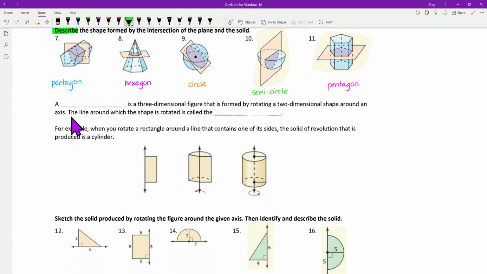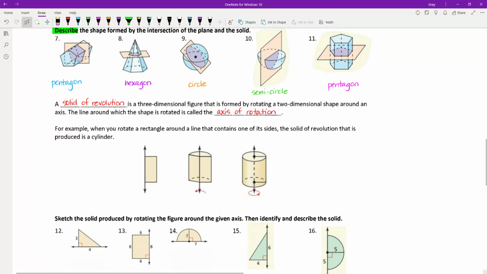All right, so the other thing you got to be able to do is kind of go the other way. We were taking 3-dimensional and going into 2-dimensional. Now we're going to talk about 2-dimensional and go into 3-dimensional. So a solid of revolution is a 3-dimensional figure that is formed by rotating a 2-dimensional shape. So this guy right here is a 2-dimensional shape. And if you rotate it around, which is what that's partially doing, the direction doesn't matter, the line around which the shape is rotated is called your axis of rotation.